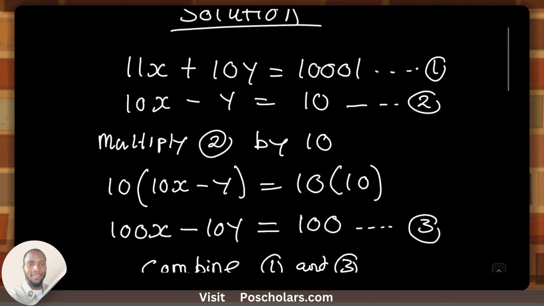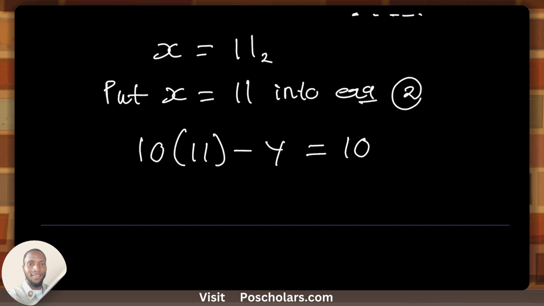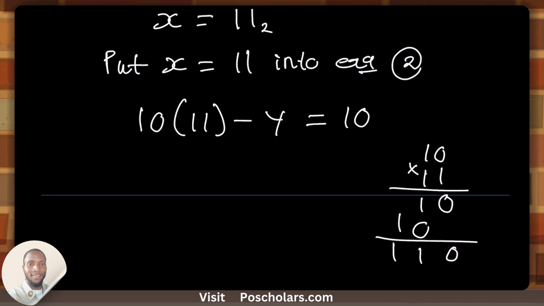You can see it. The only thing I did was to substitute this x with 11, because we now know the value of x. Now it's easier for us to find the value of y. So let's multiply 10 times 11. 1 times 0 is 0, 1 times 1 is 1, 1 times 0 is 0, 1 times 1 is 1, and the answer is 110. So here we have 110 minus y equal 10. Let me erase this part.